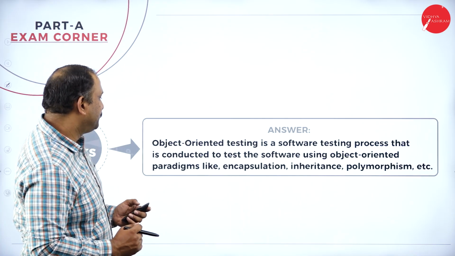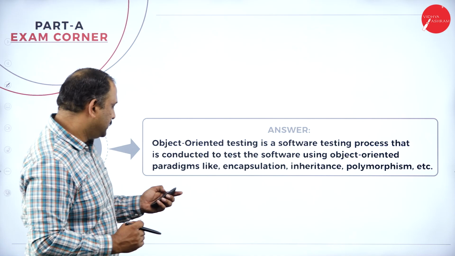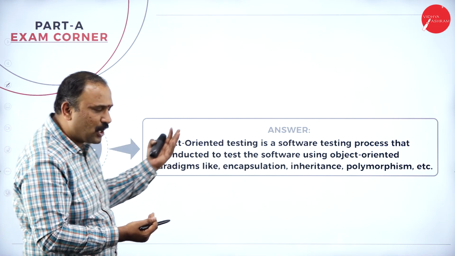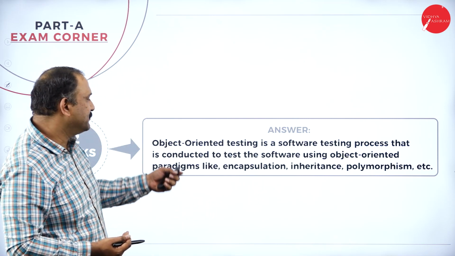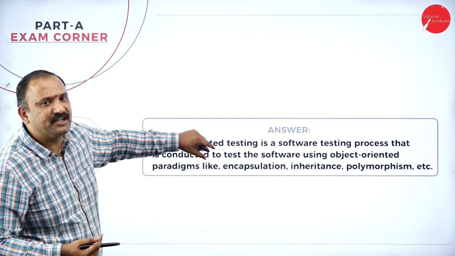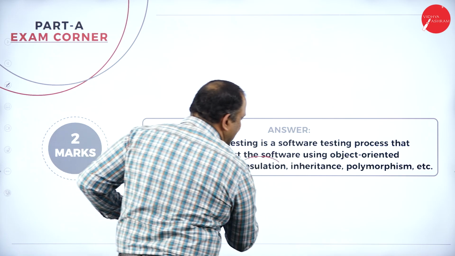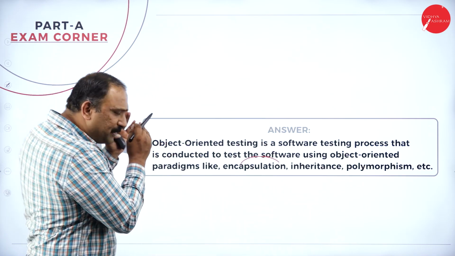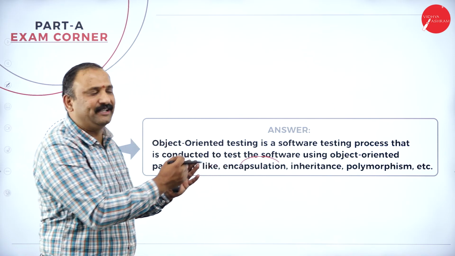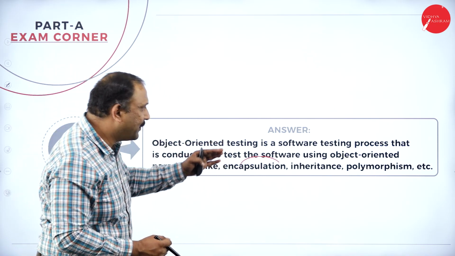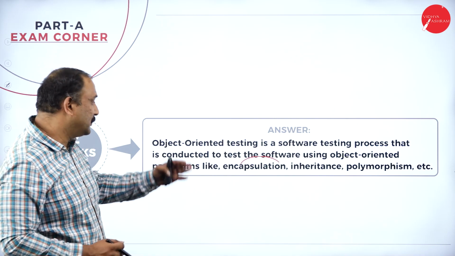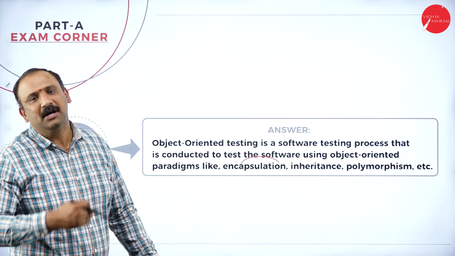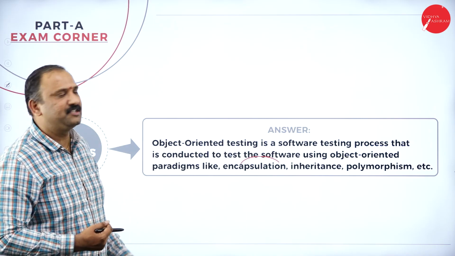Followed by, you would see that in this question, object-oriented testing is a software testing process. How are we going to use it? In this system, we are going to use the functionalities of encapsulation, inheritance, and polymorphism also. So whenever we talk about what is object-oriented testing, we are also going to talk about the software testing process, how it has been done, like encapsulation, inheritance, polymorphism, all those factors put together.